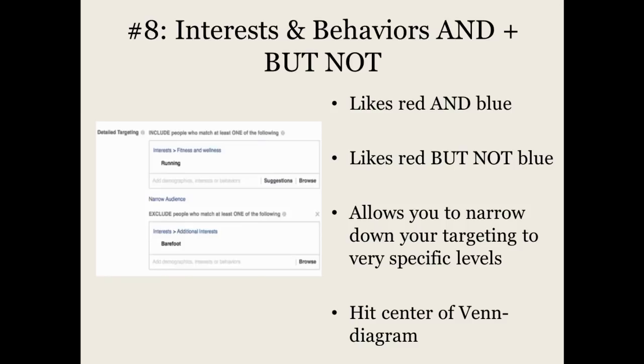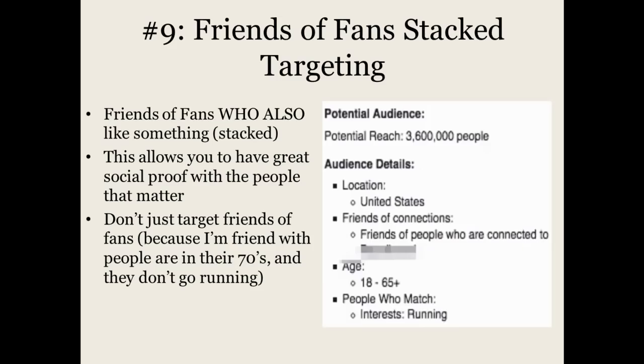Okay, next, friends of fans stack targeting. So friends of fans who also like something stack. This allows you to have great social proof with people that matter. Don't just target friends of fans, because I'm friends with people who are in their 70s and they don't go running. Okay, so there is no catch on that. That is not an actual justification that you could use them.